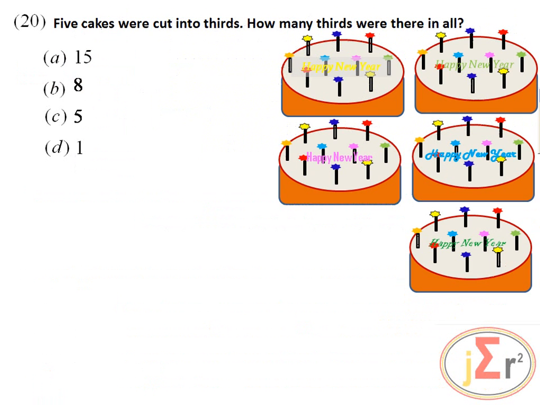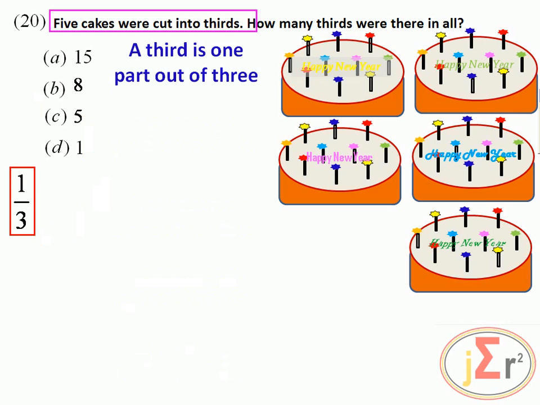Five cakes were cut into thirds. How many thirds were there in all? 5 cakes were cut into thirds. How many thirds were there in all? A third is 1 part out of 3. Just 3 wholes. 3 equal parts. Right. 1 part out of 3 equal parts.